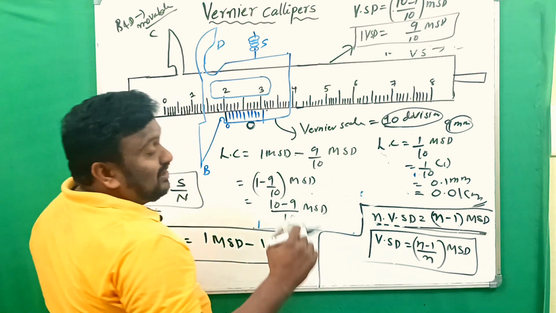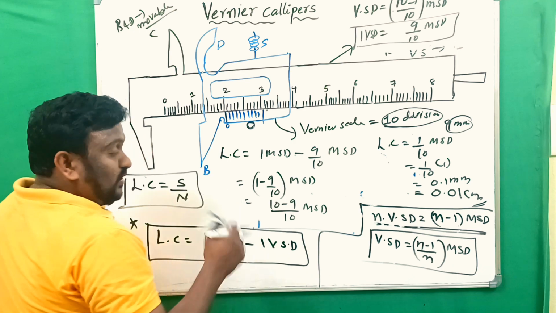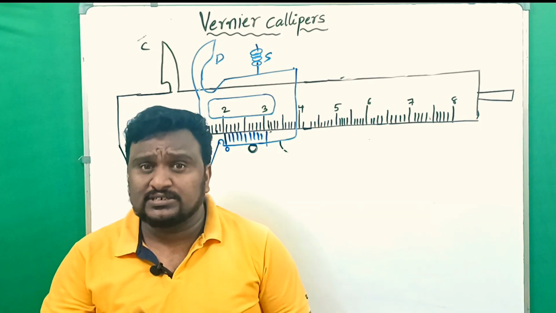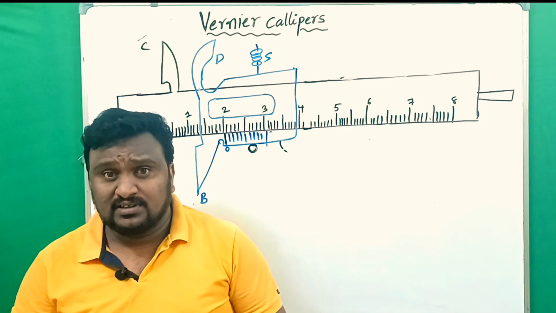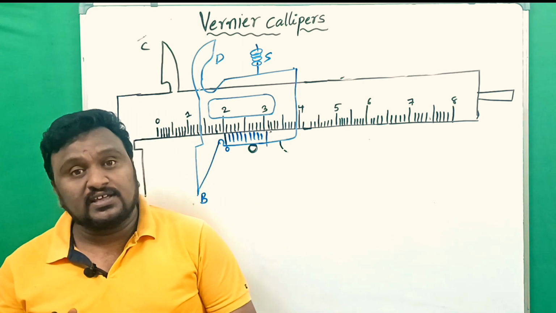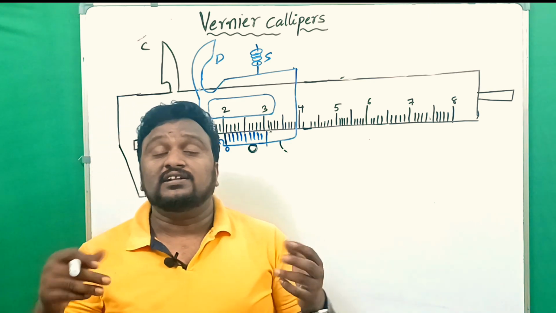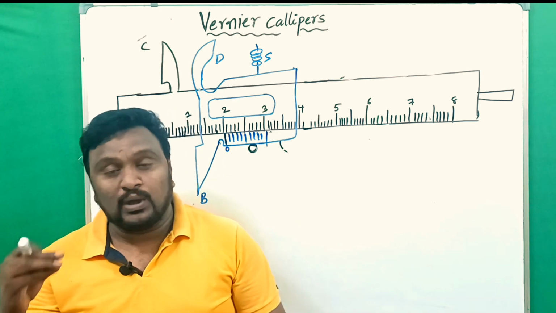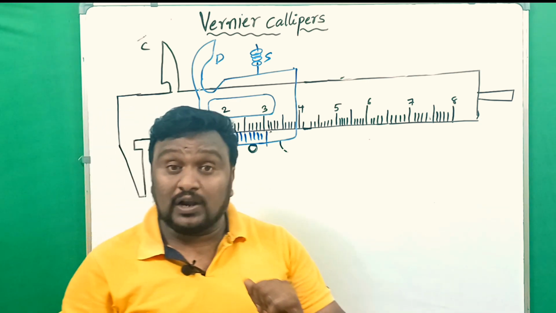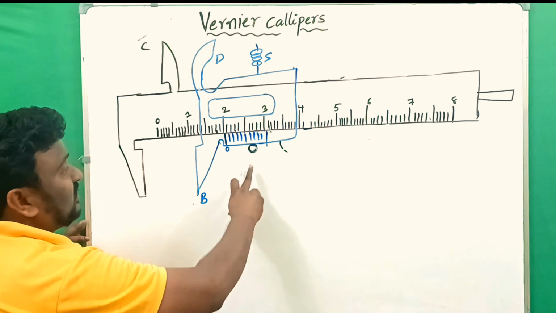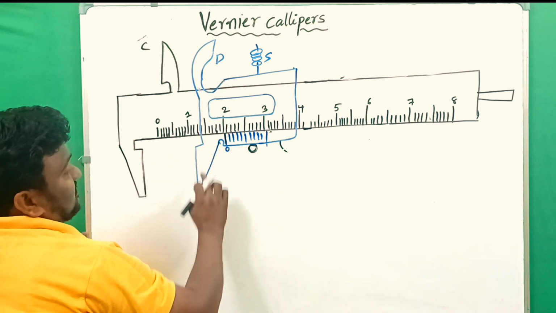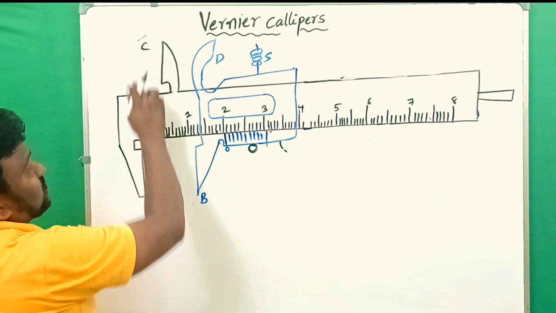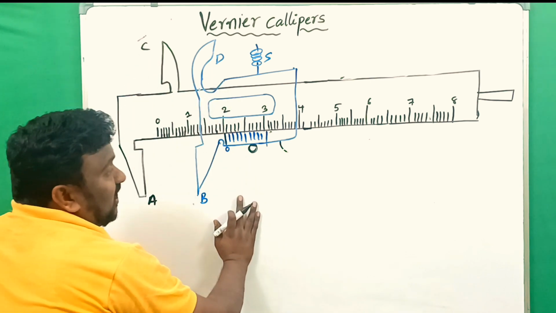Now how can we take the MSR and how can we take the VC, that is, how can we take the reading of a particular object using vernier calipers? Let's discuss. First thing, we have to find out whether the instrument has any error or not. We have to check it. For that I already told you. A and C are fixed, and B and D are movable.